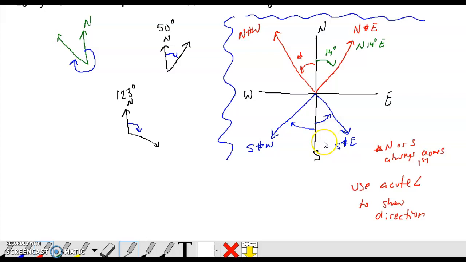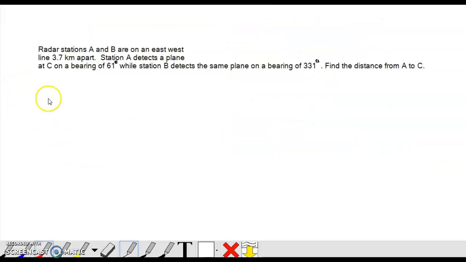We'll be doing a couple of these problems to see what is happening. All right, so let's jump into our first word problem where we also have to draw a lovely picture. So here's our first one.